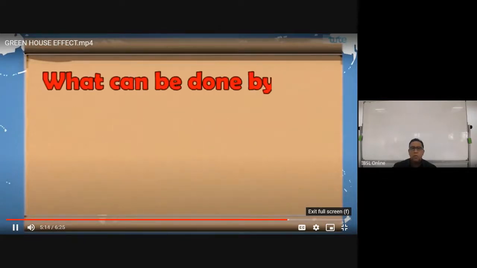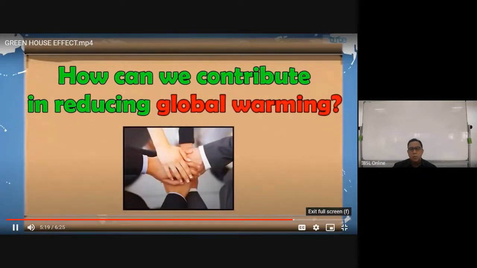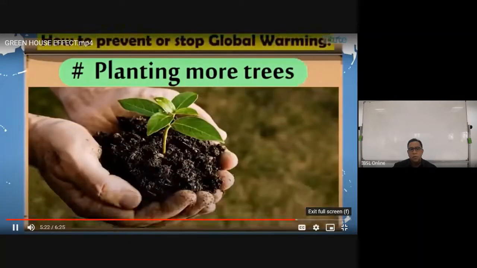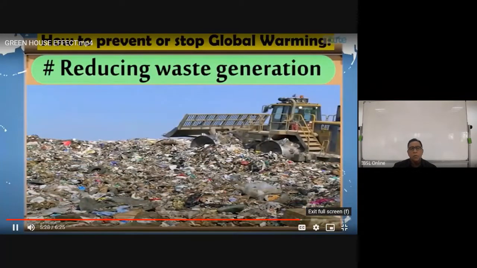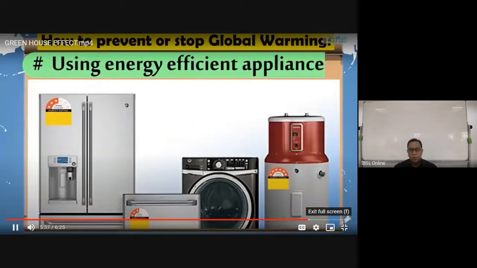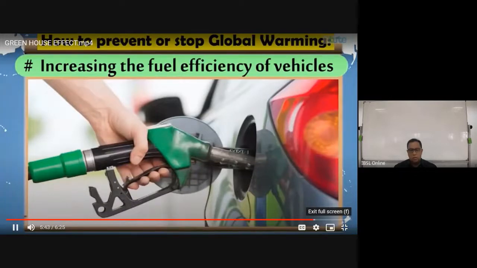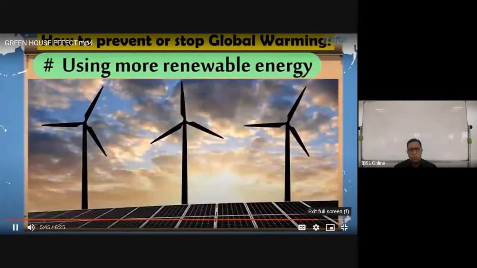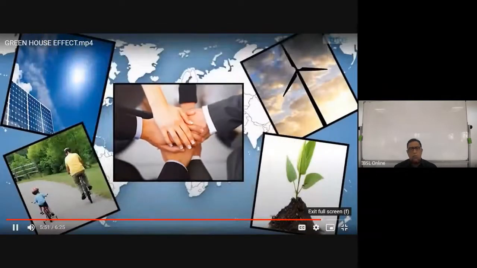But what can be done by us? How can we contribute in reducing global warming and also its consequences? Well, planting more trees, reducing waste generation, reducing the use of products which generate greenhouse gases, using energy efficient appliances, increasing the fuel efficiency of vehicles, using more renewable energy, or say, switch to greener ways which cause less harm to our environment.